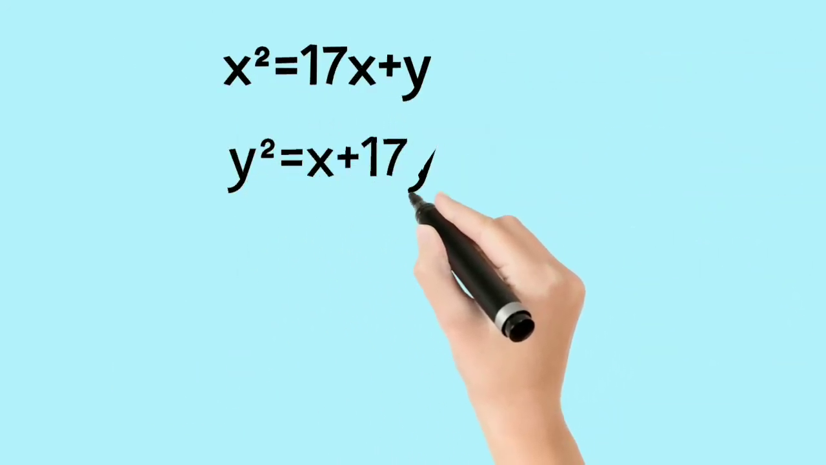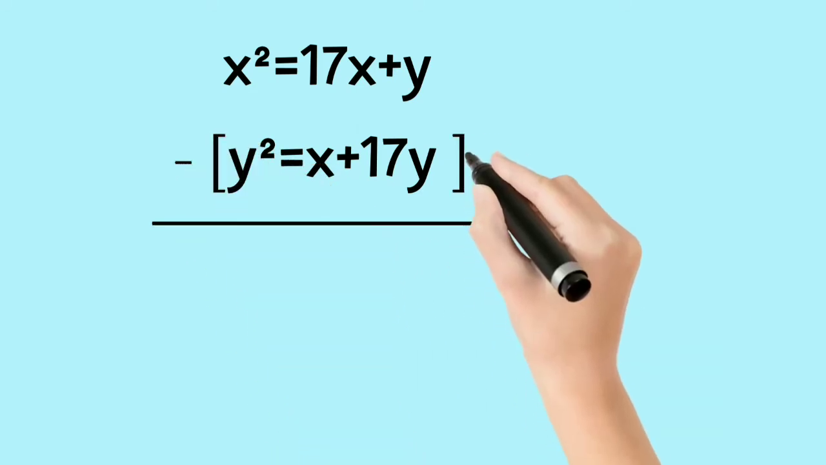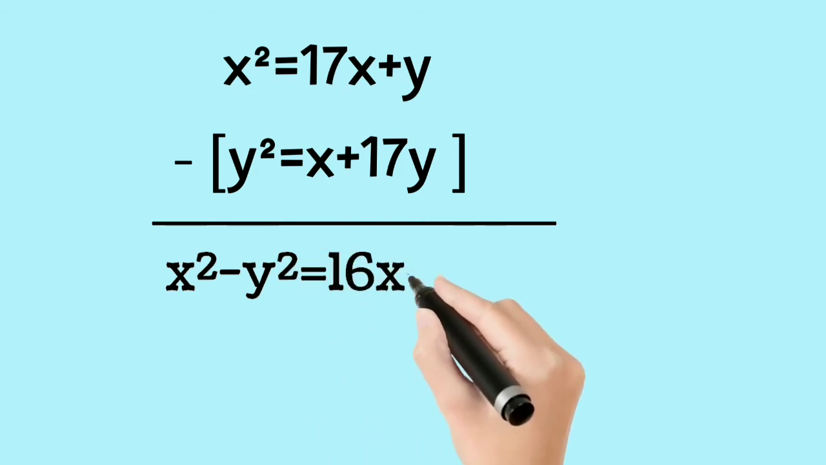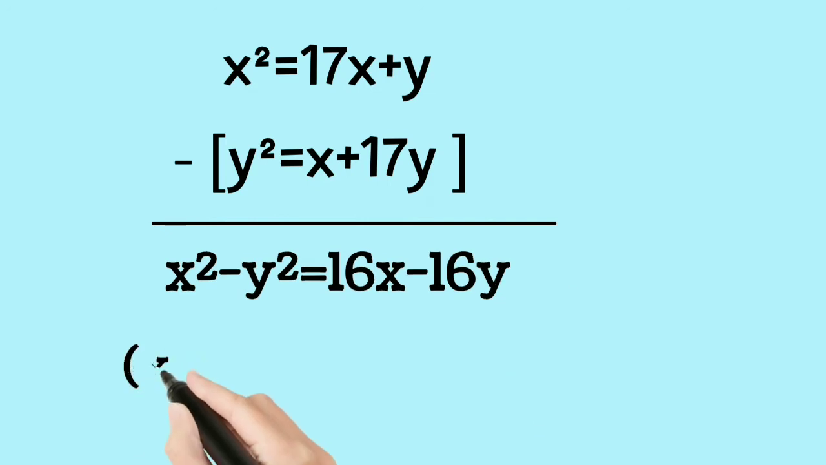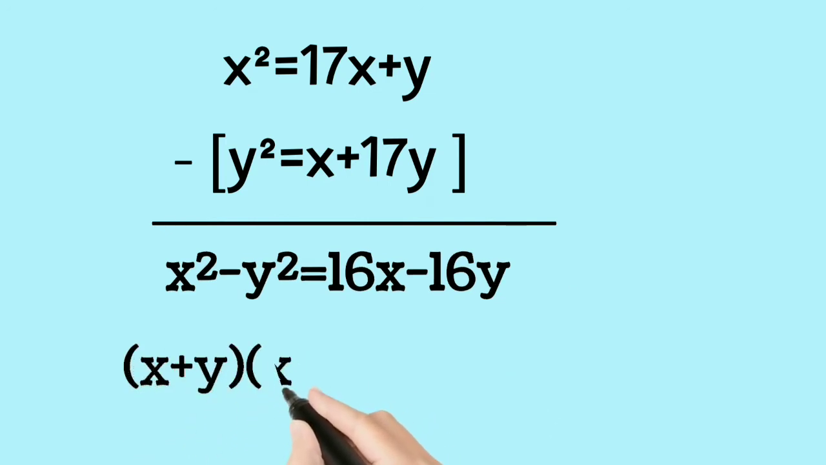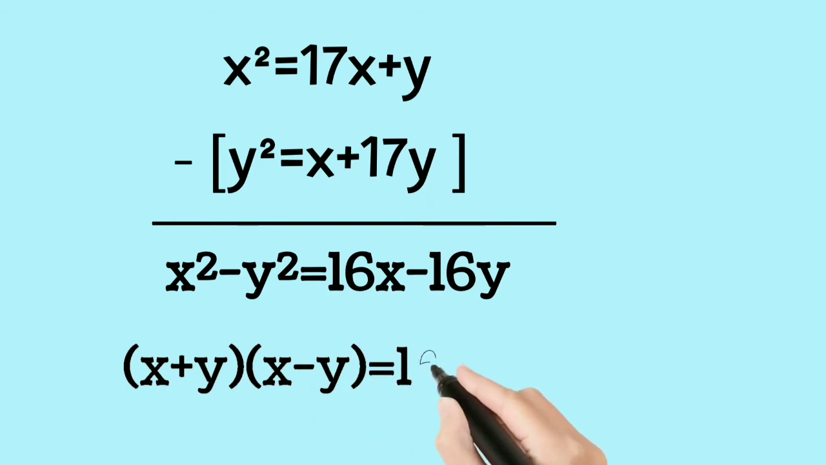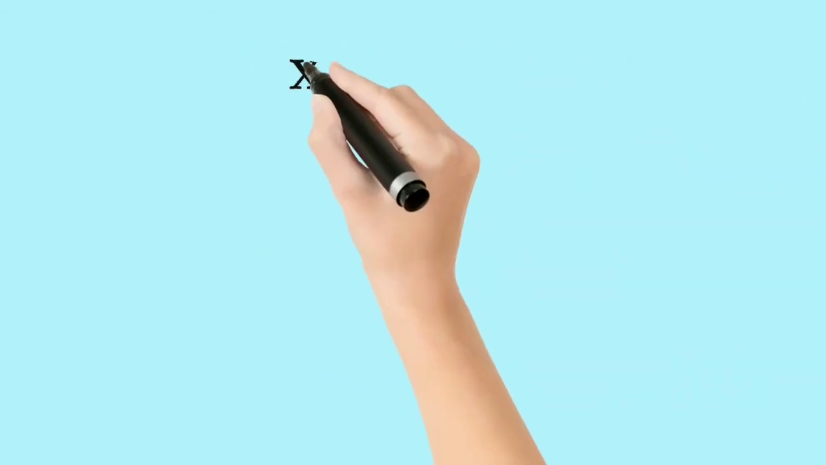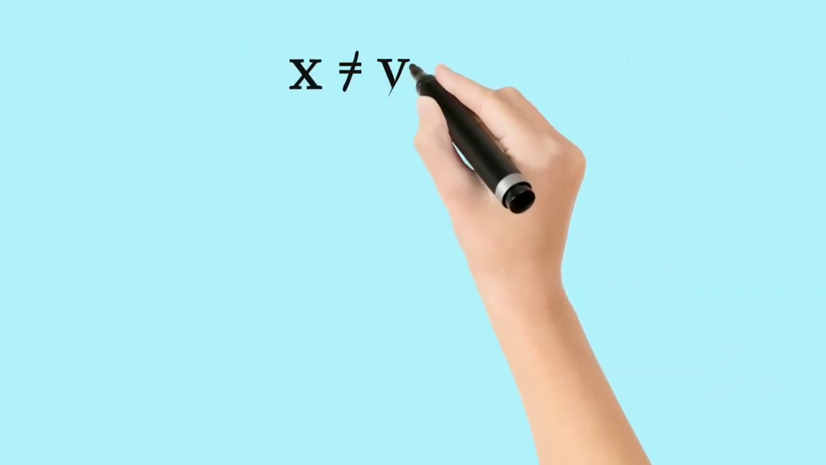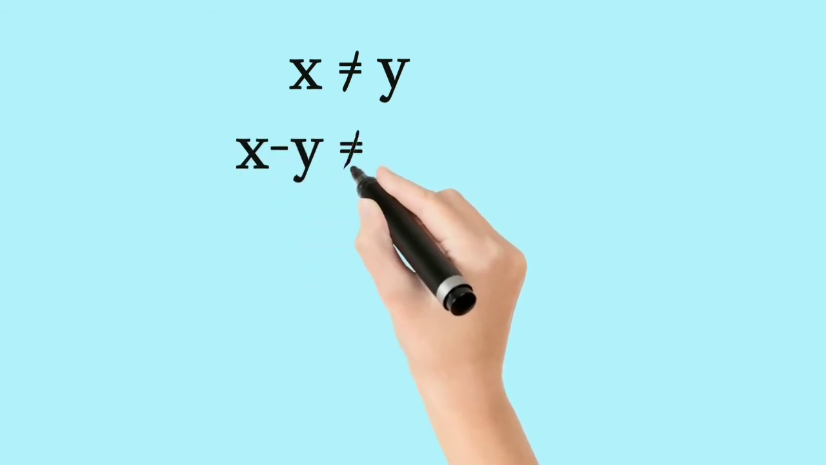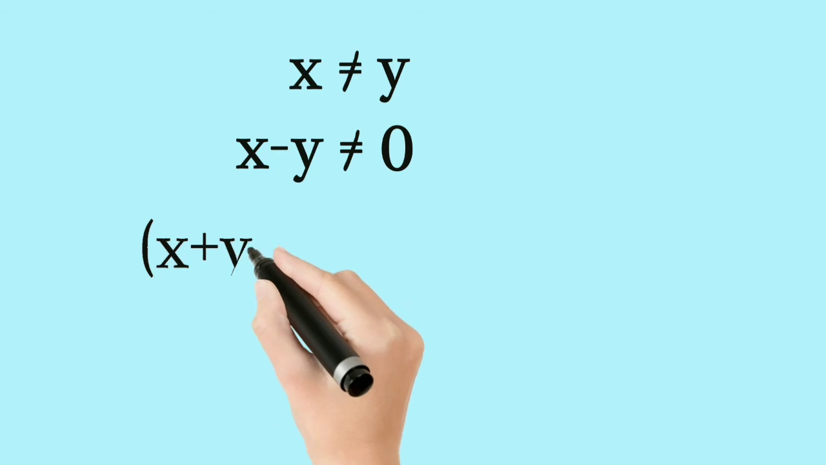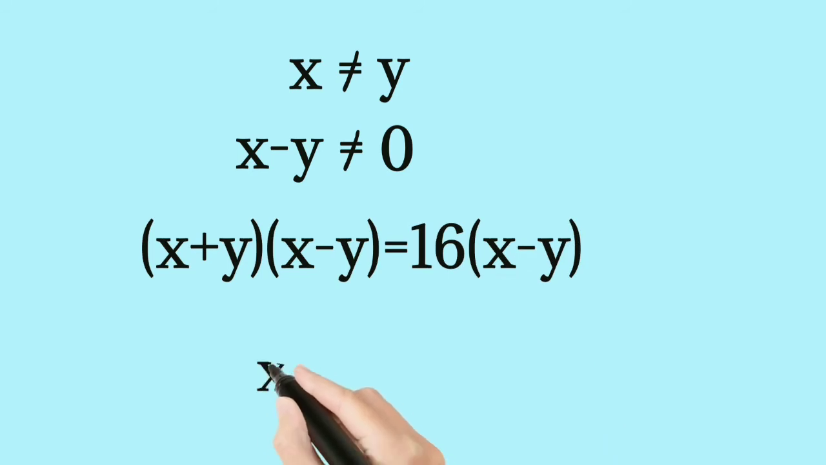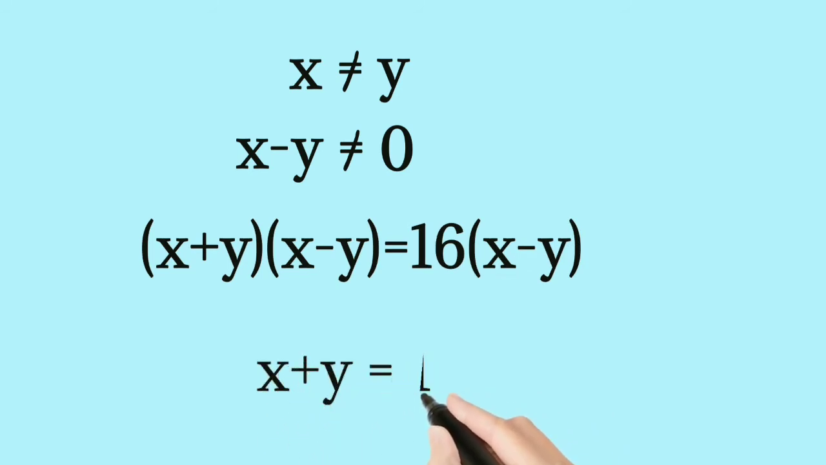Here we have two equations. First of all, we subtract these equations. Then we get x² − y² = 16x − 16y. It can be written as (x + y)(x − y), and we take 16 as a common factor in the right hand side. As x is not equal to y, this implies x − y is not equal to 0. Therefore, in the previous equation, we can divide by x − y on both sides. Then we get x + y = 16.